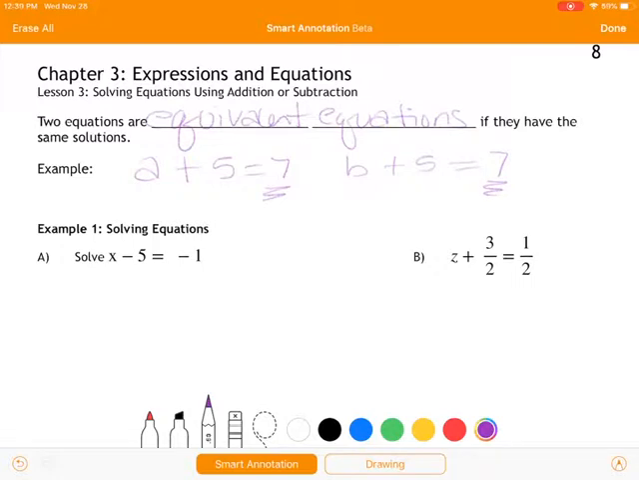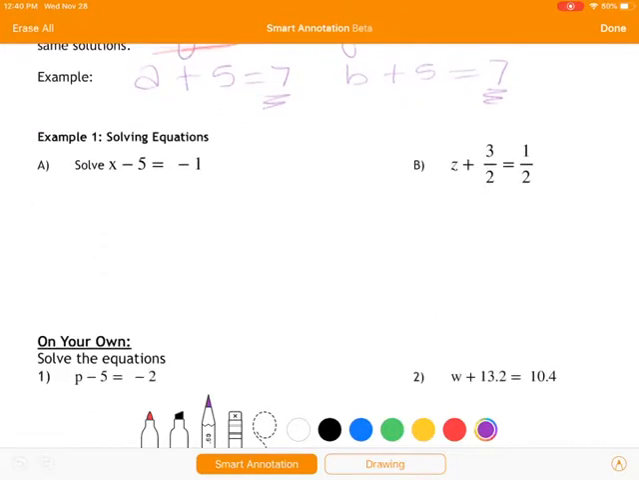And for me, this is kind of easy to remember because equivalent is very similar to saying equal. So equivalent equations is very similar to saying equal equations. All right, so let's try some examples of solving equations.